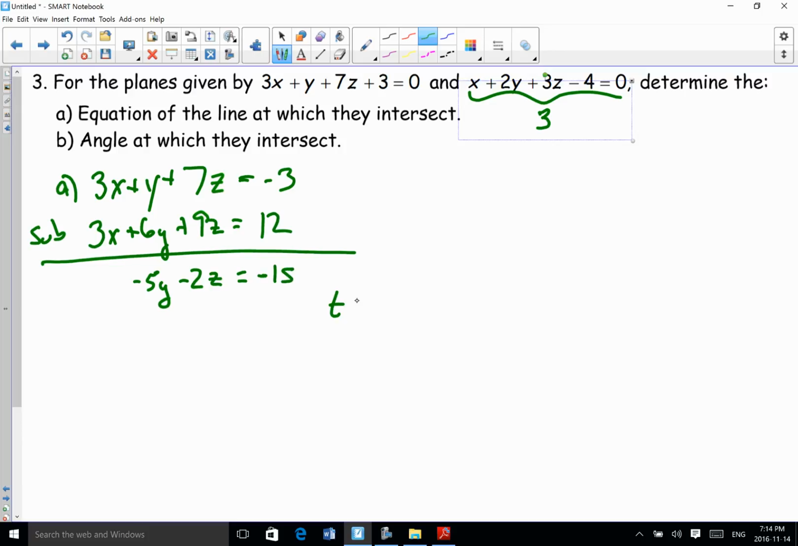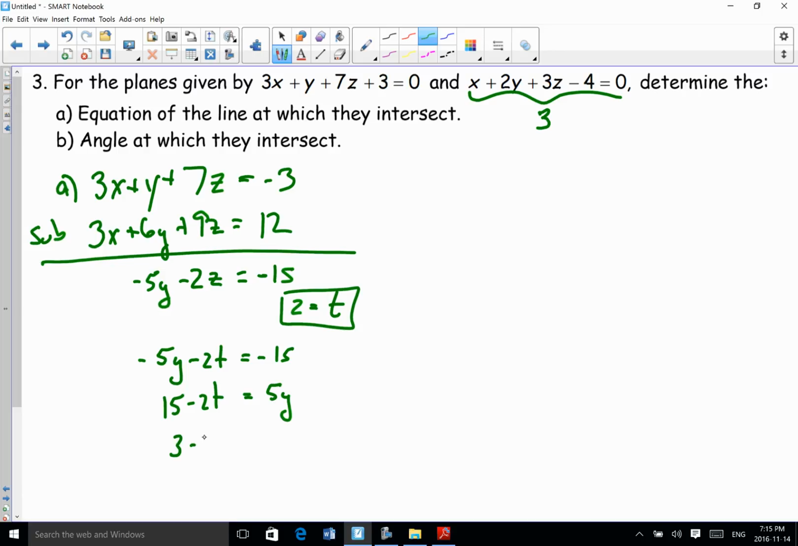Here's where our parameter comes in. We'll call z t, and then we'll keep on going. Okay, so we make z t. We need to solve this for y now. So I'm going to bring the 15 to one side, the 5y to the right, just to make it positive. Divide everything by 5, and I'll get 3 minus 2/5 t equals y. And once I've got z and y, let's go back and figure out x.